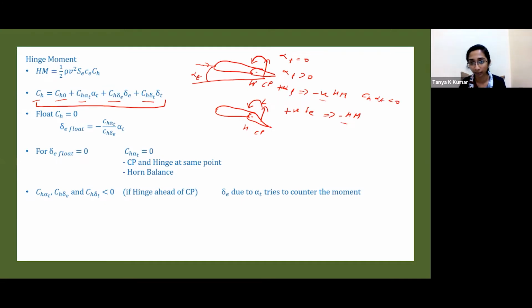Why? Because for a positive angle of attack at the tail, you have a negative hinge moment. And similarly, for a positive deflection of elevator, for a positive delta E deflection, you have a negative hinge moment. So again, CH delta E is less than 0. Similarly, CH delta T is also less than 0.